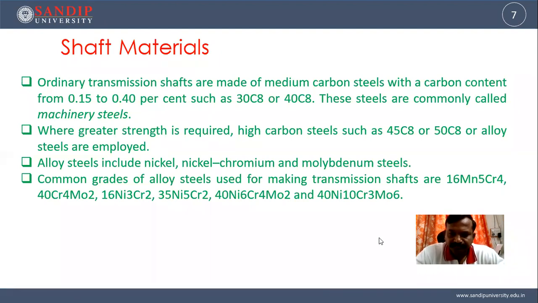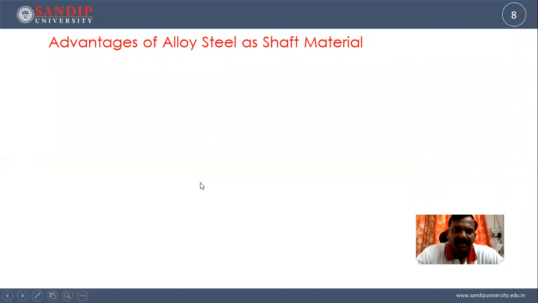So if we need higher strength, then we go for the alloy steel. Various combinations of alloy steels are shown depending on the percentage of nickel, chromium and molybdenum and their combinations. We have the different grades of the alloy steels. So this is all regarding the material.